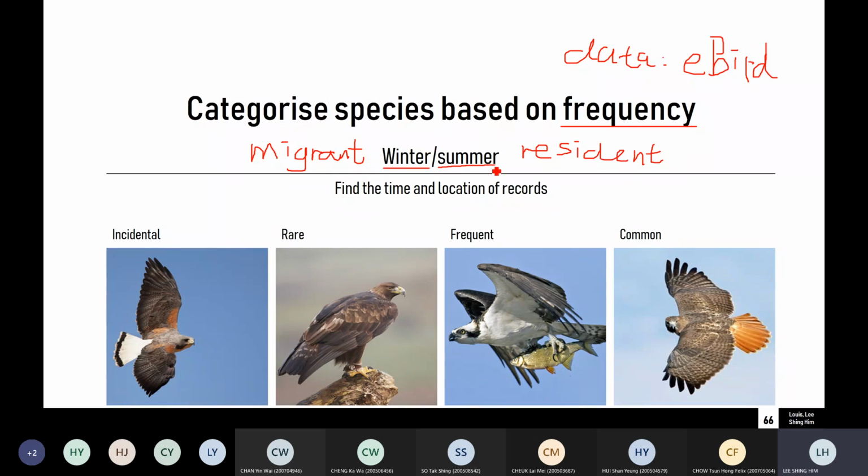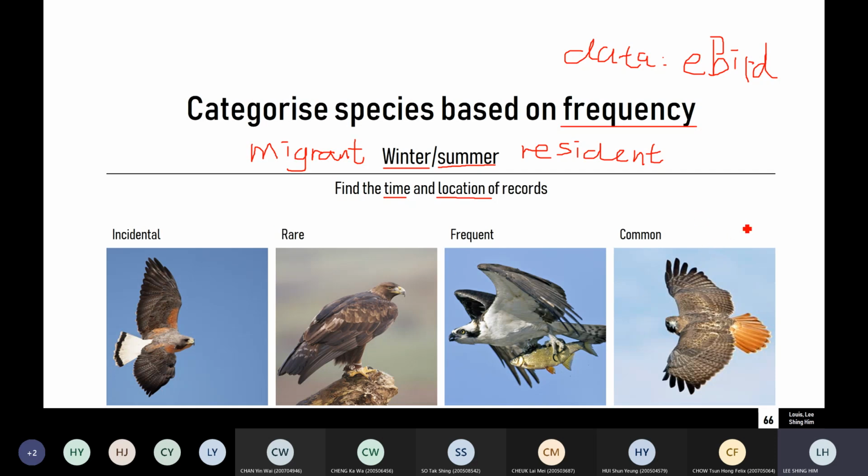Birds breed or raise their young during summer, but they go to their wintering habitats during winter. Some birds do not migrate. Some birds do migrate. I would say that half of the raptor species migrate and half of them do not. And then the researcher focused on the time and location of records. All right. And then they use 4 adjectives to describe the abundance of records of raptors in urban.